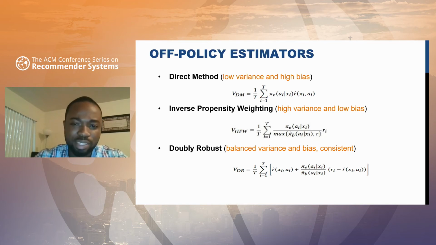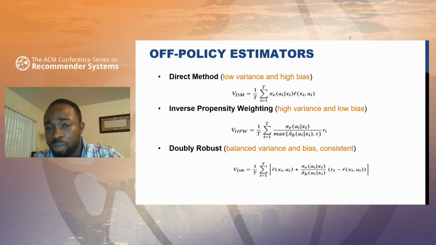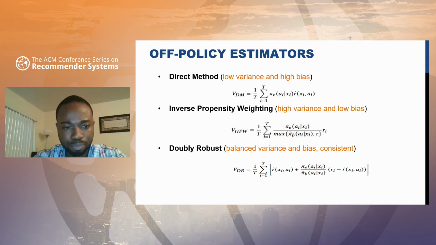And high variance in the sense that, in the denominator, you are likely to have very low values for the behavior policy or the propensity score. And so one way that is regularized is to cap off the very low propensity scores with some thresholding parameter, like tau in this case. And we have the doubly robust, which balances between bias and variance, and it's a consistent estimator.